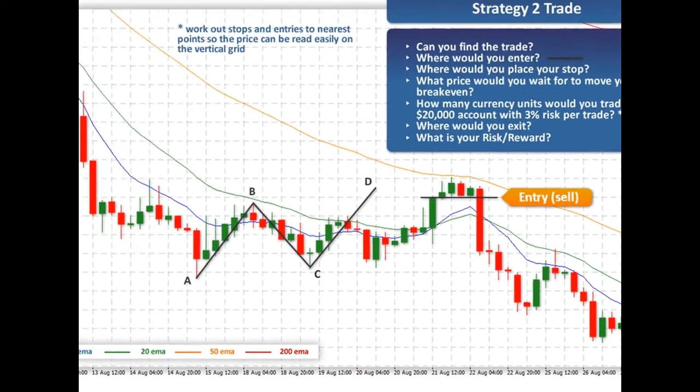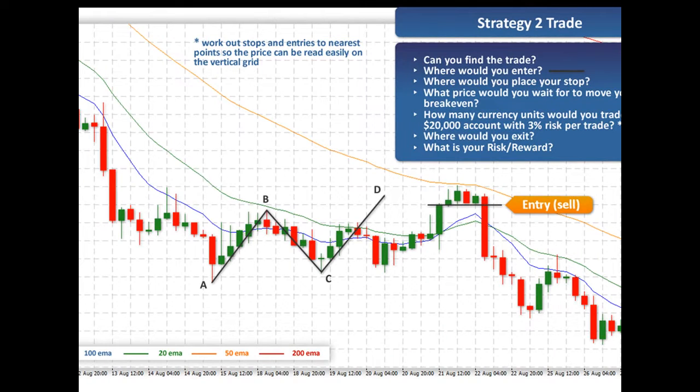What about the stop? Well, the stop goes above the previous pivot high. But as you can see, the previous pivot high is way too high. So we will put the stop 50% of C to D above the entry price. And again, we've moved that so it's on the grid line, so you can read the price for the currency units question.